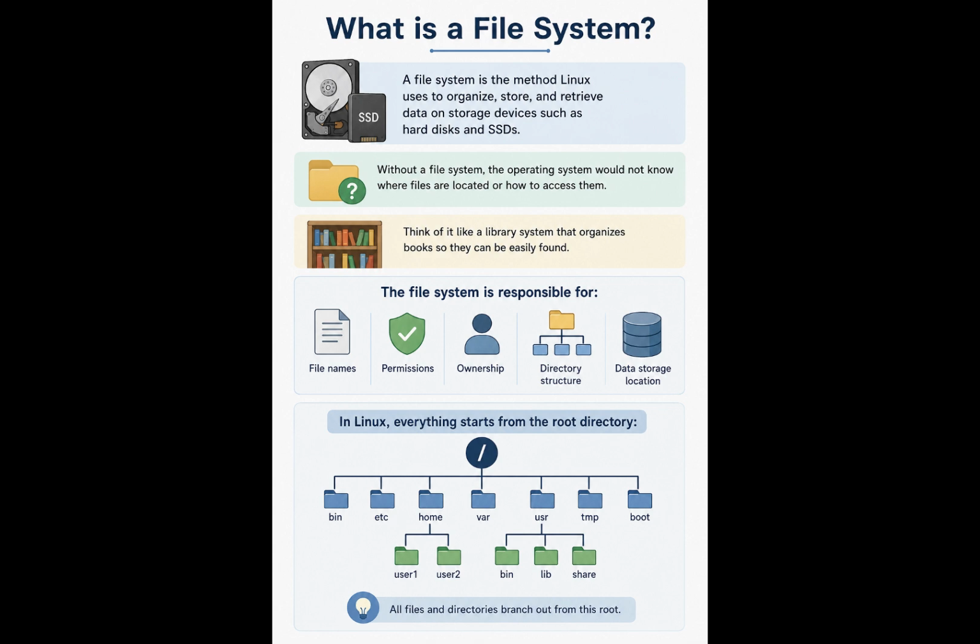Think of a file system as a library management system. Just as a library organizes books so they can be easily found, a file system organizes data so the operating system can quickly locate and access files. A Linux file system is responsible for managing file names, controlling permissions, managing file ownership, organizing directory structures, tracking where data is stored on disk. In Linux, everything starts from a single root directory represented by a /. All files and directories branch out from this root directory.